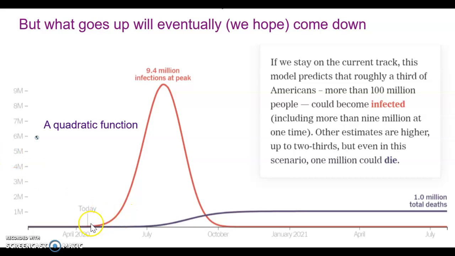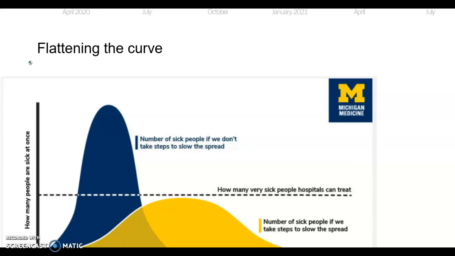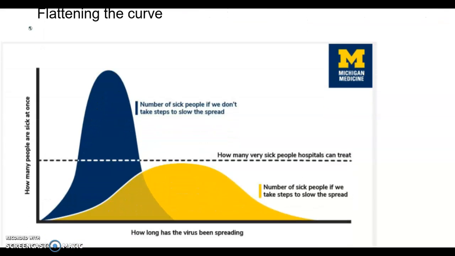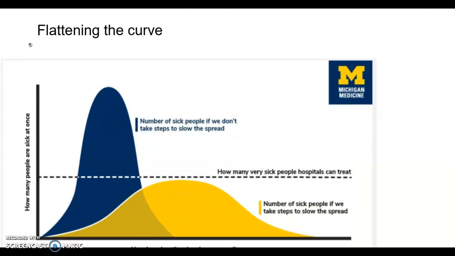Now, we're in April 2020, so everything after April 2020 is a guess. So I looked at more graphs. And if you watch the news at all, you hear about this term flattening the curve. So if we look here, you see two quadratic functions.